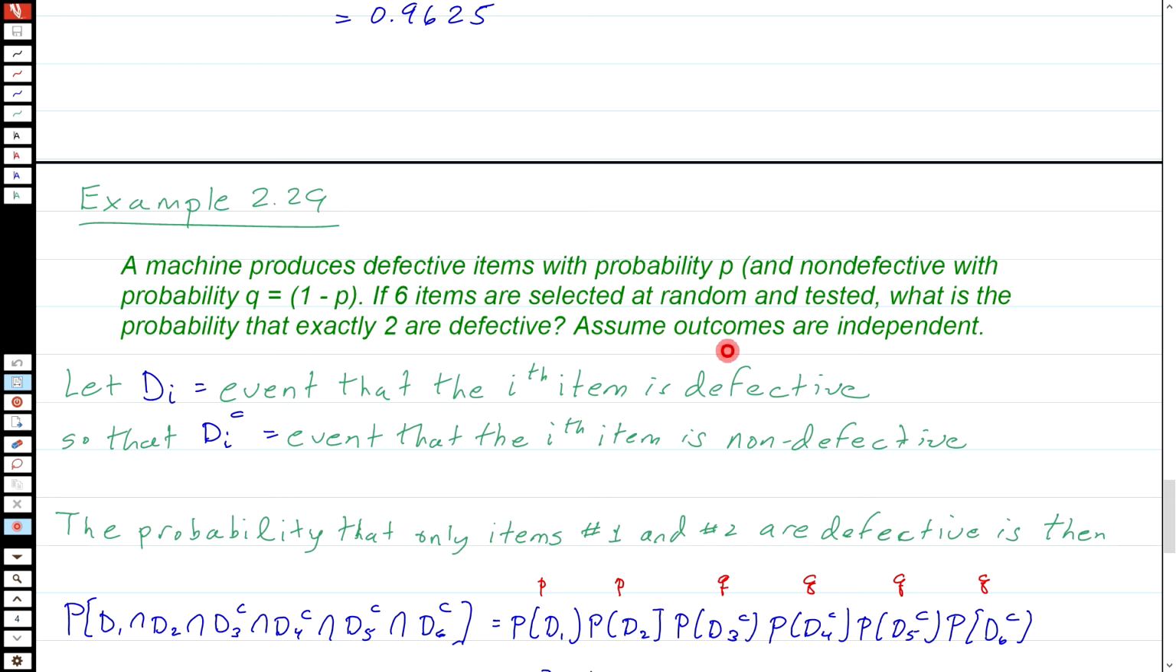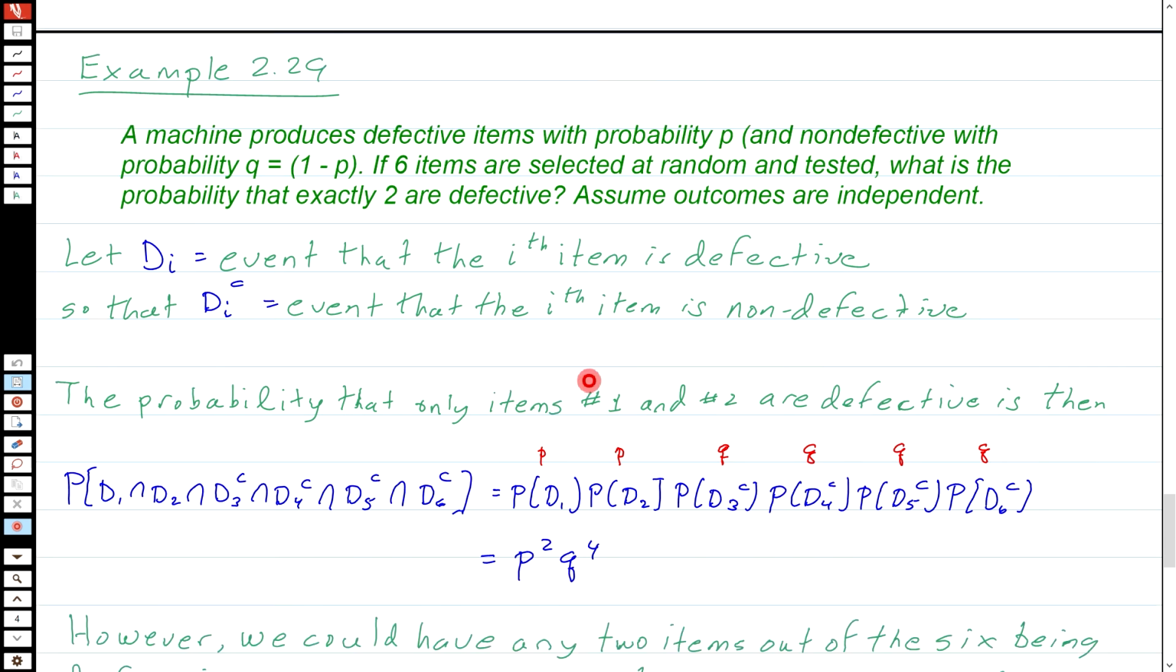And let's assume that items come out independently. So whether item 1 is defective doesn't make any difference to the probability of item 2 being defective, and so on and so forth. So let's let Di be the event that the ith item is defective, and so Di complement is the event that the ith item is non-defective. What are we looking for? We're looking for the probability that 2 out of the 6 items are defective.